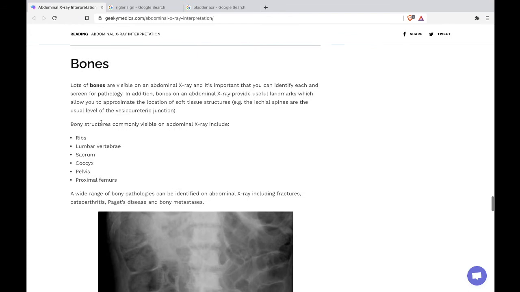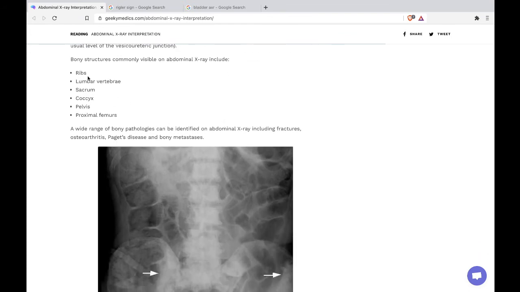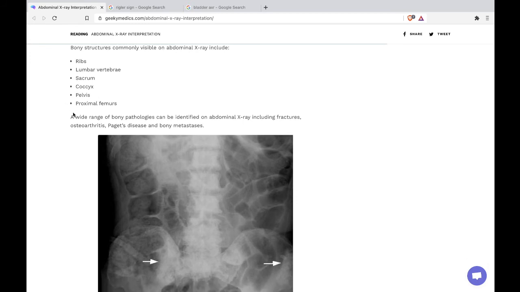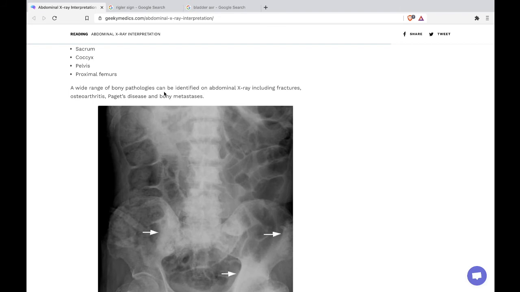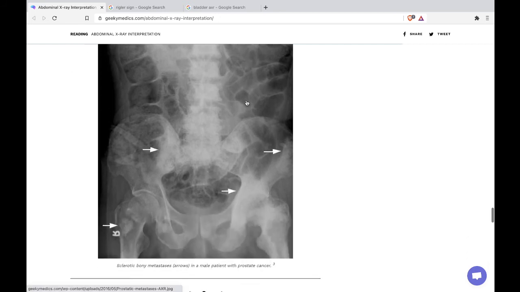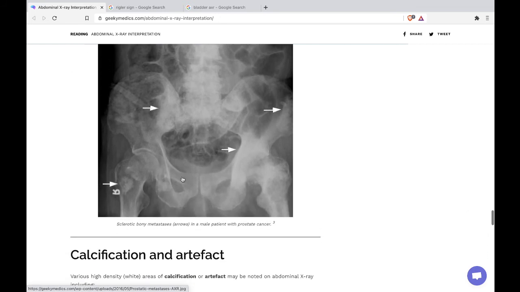Bony structures commonly visible on abdominal x-ray include the ribs, lumbar vertebra, sacrum, coccyx, pelvis, and proximal femurs. A wide range of bony pathologies can be identified on abdominal x-ray, including fractures, osteoarthritis, Paget's disease, and bony metastasis. What are the arrows pointing at? Sclerotic bony metastasis. Arrows in a male patient with prostate cancer.